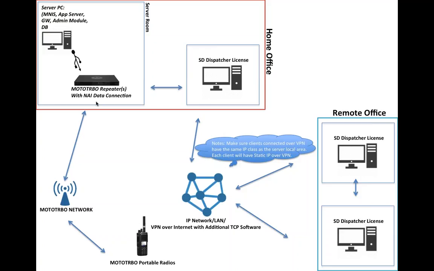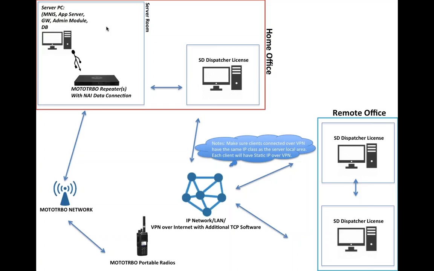So once we have that established, you're going to have what's called your server PC, which is going to have not only the application server software, the gateway software, the admin module, and the database, but you're also going to want to install a Motorola provided product called MNIS. MNIS stands for the Moto Turbo Network Interface Service. NAI Data Connection, the actual acronym of NAI, means Network Application Interface Data.